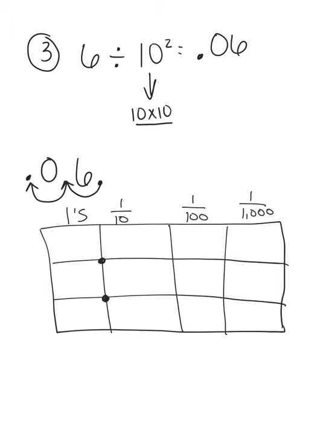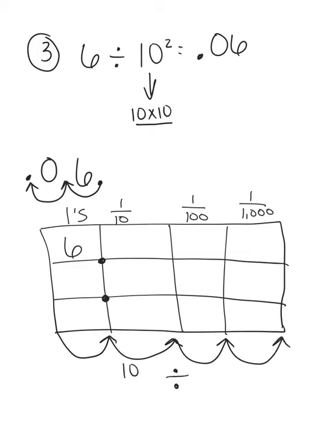Okay, so let's put 6 ones. And remember, anytime that we are dividing, you're going down in place value. Okay, well, here's 1 power of 10. So let's move it down 1 power of 10. And then another power of 10, because there's 2 of them. Move it down another power of 10. And you have the same answer.